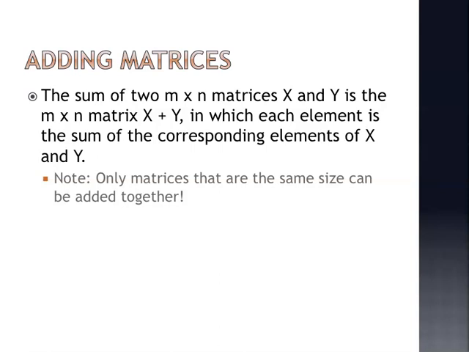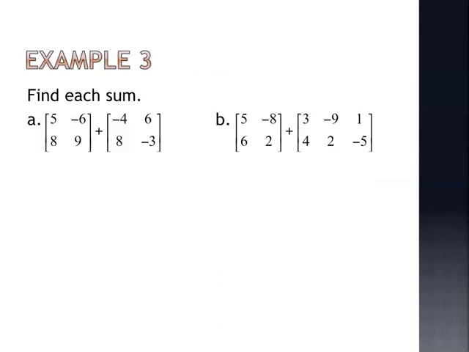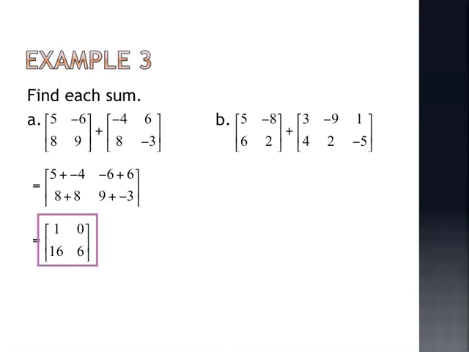So let's look at example 3. We have a 2 by 2 matrix added to another 2 by 2 matrix. So all we have to do is add the corresponding terms together. So 5 plus -4, -6 plus 6, 8 plus 8, and then 9 plus -3, and that gives us 1, 0, 16, and 6, and that would be the sum of those two matrices.